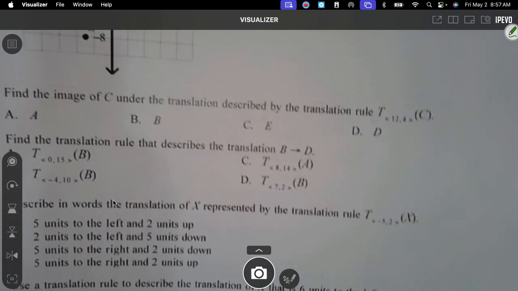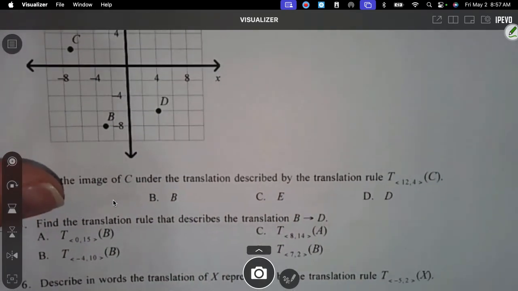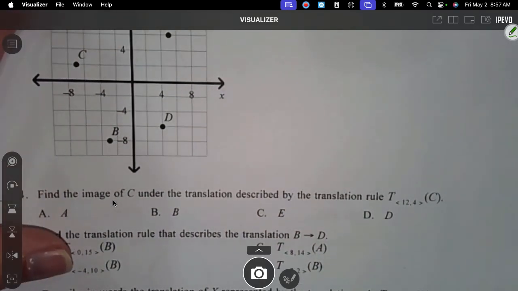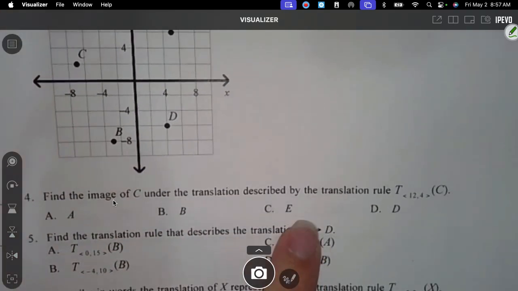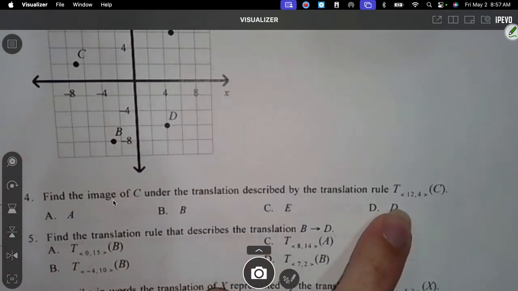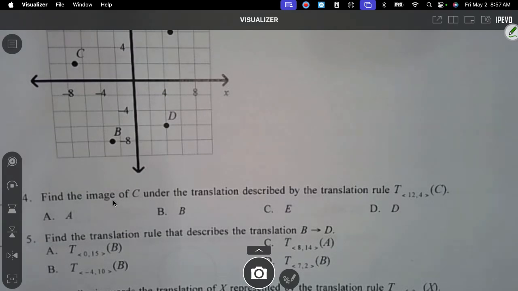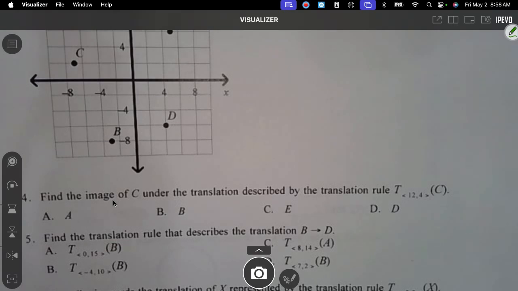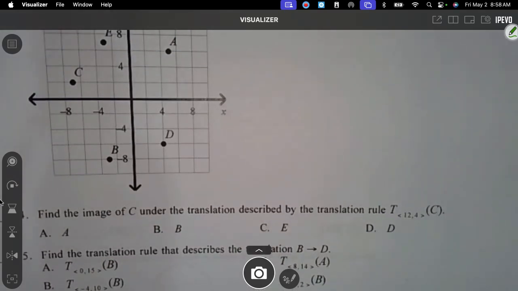The next one, it says find the image of C, and they tell us where to move C. It says move it 12, 4. Good. Okay. 12, 4. So, again, what am I counting by on this one? 2s. Okay, so if I start at C, and I'm going to count by 2s, I'm going to go just to every middle. 2, 4, 6, 8, 10, 12.